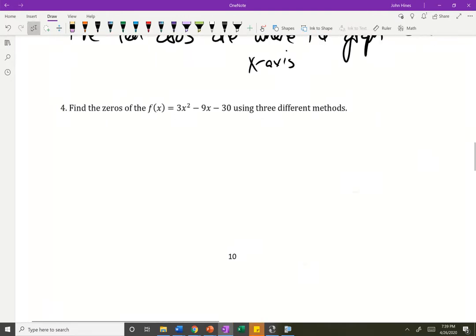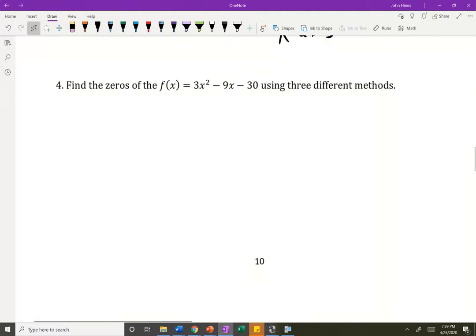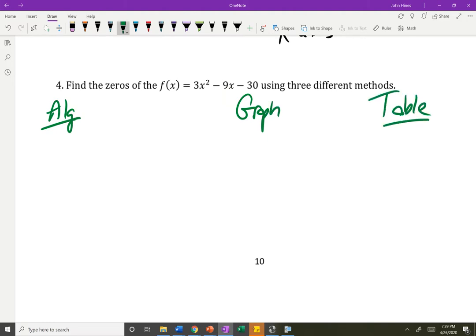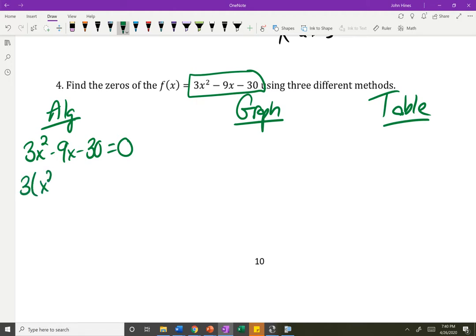Find the zeros of this function using 3 different methods. So let's do it algebraically, graphically, and with a table. Let's do good old algebra first, because this class is called Algebra 1. Let's find where it equals 0. So I'm going to GCF out a 3.